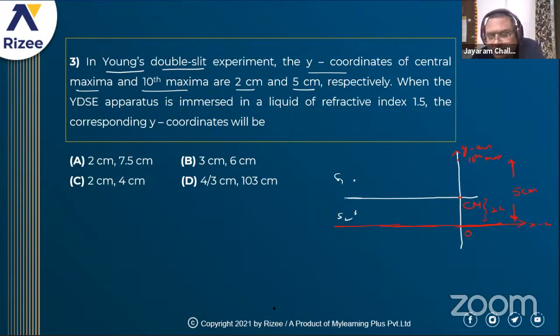Now this YDSE experiment is immersed in a liquid of refractive index 1.5. So then what will happen? Then obviously the beta, or the fringe width, is going to be changed. So that will come down over here.